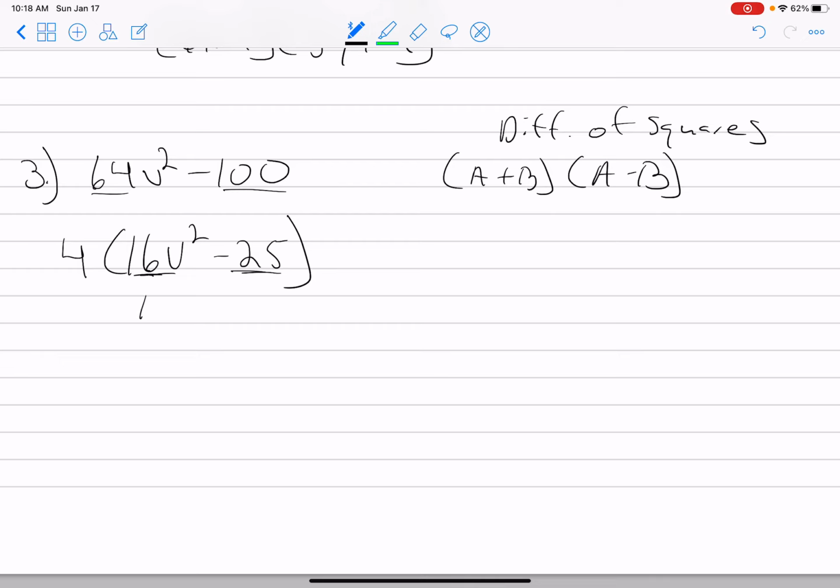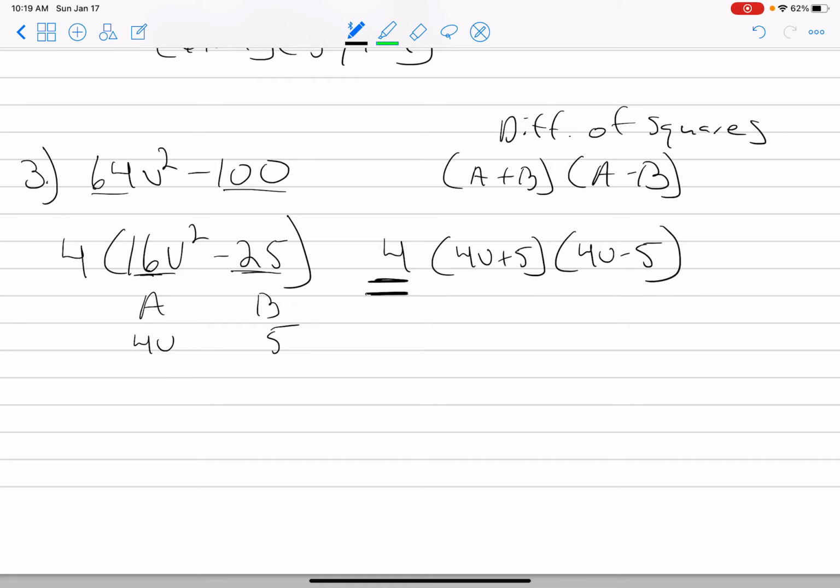So in this case, my a term is 4v, my b term is 5. So this becomes 4. Don't forget your GCF. 4 times 4v plus 5 and times 4v minus 5. Done. All right.